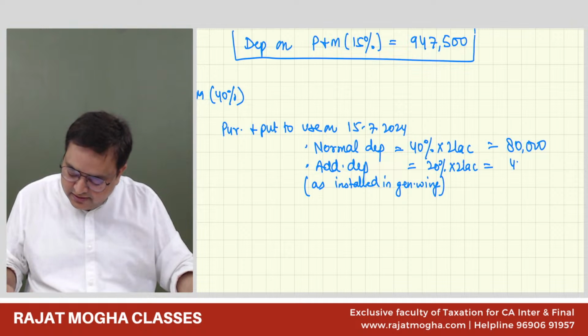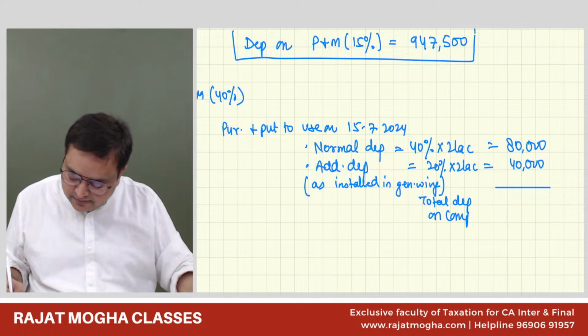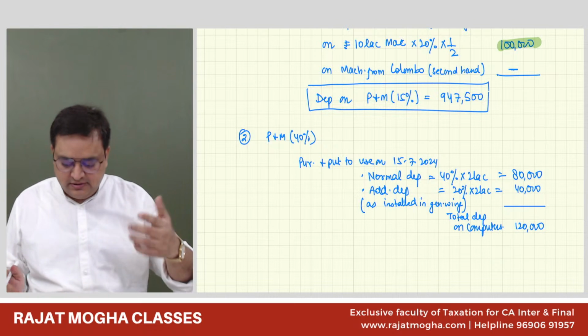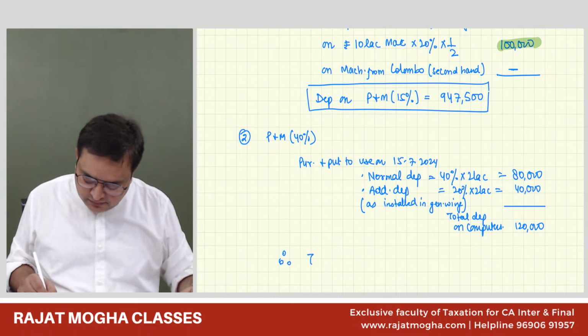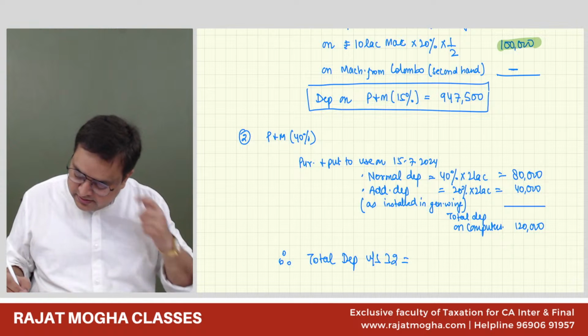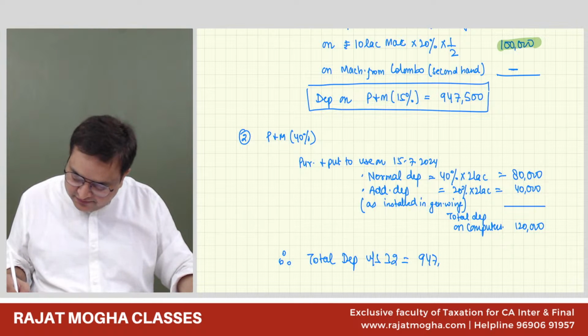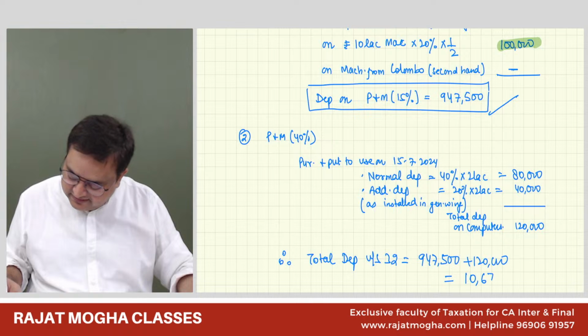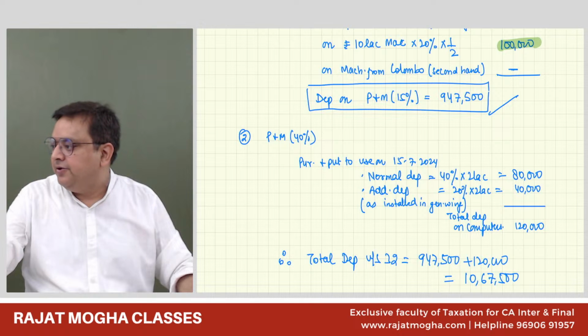So this is 40. So the total depreciation on computers comes to 1,20,000. Correct? This is the computer depreciation. Now the depreciation in total. So therefore, total depreciation under section 32: 9,47,500, the earlier one, plus 1,20,000. So very nice, Manu. 10,67,500. Everybody, let me know once you are done.